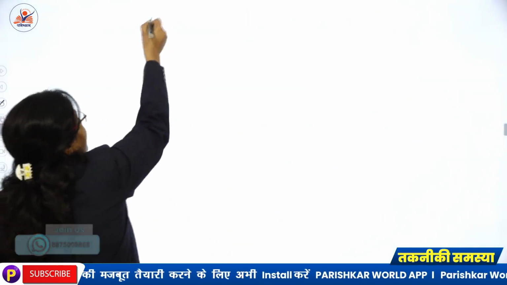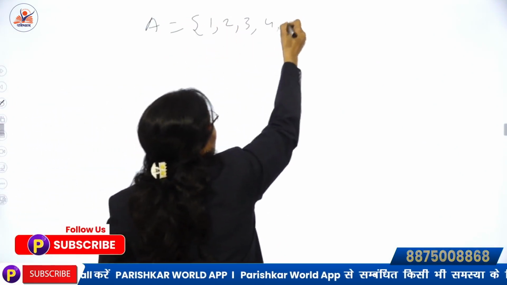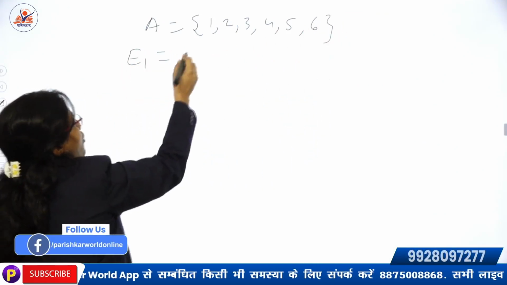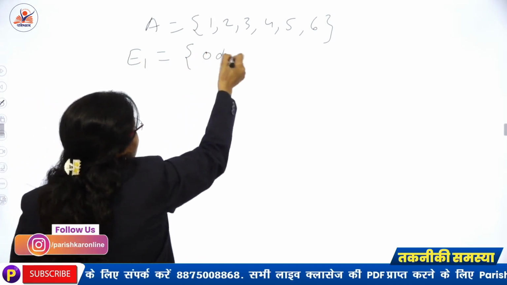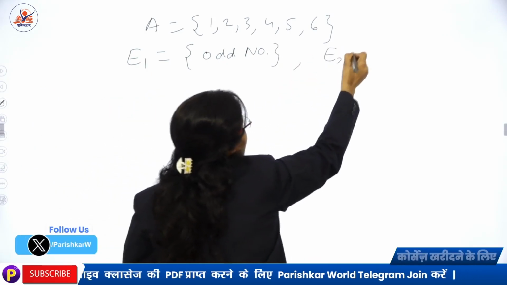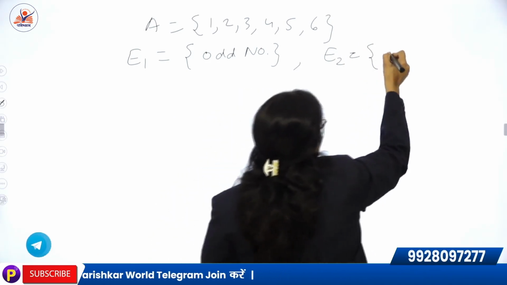Student, let A be a sample space, say 1, 2, 3, 4, 5 and 6, and E1 be the subset of A, that means we'll take like odd numbers, and E2 be the subset of this sample space A given by even numbers.